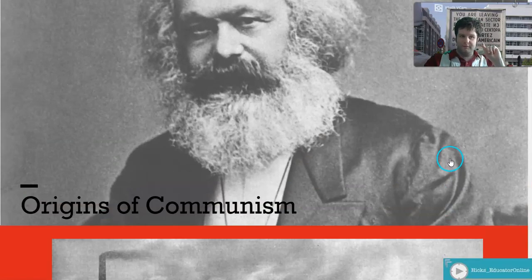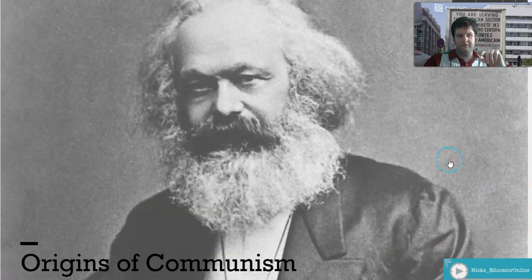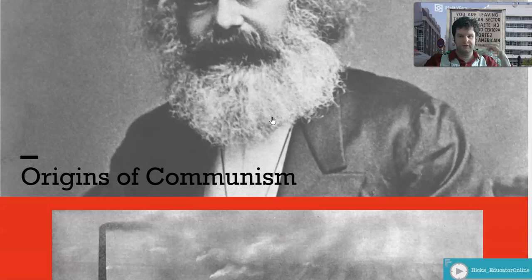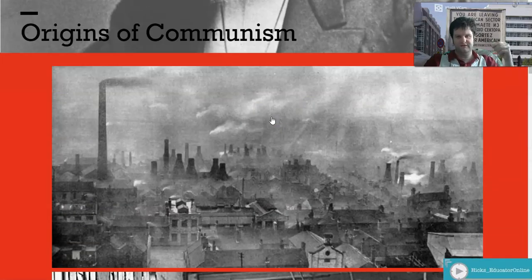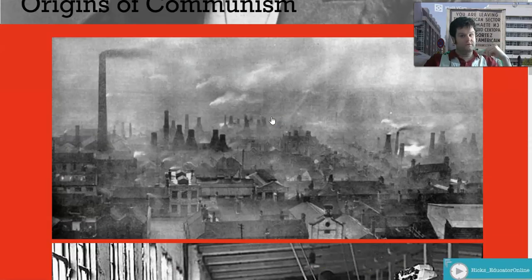Where does communism come from? The origins of communism. Communism is an ideology that comes out of the horrors of the European Industrial Revolution. Karl Marx, pictured here, and Friedrich Engels are two of the major initial theorists, but they're not the only ones with these ideas. But they are the ones whose writings, particularly Marx's, serve as the foundation for modern communist states and their literature.